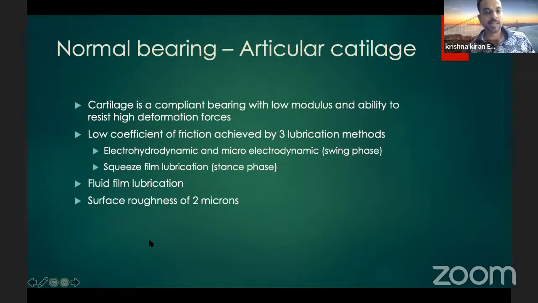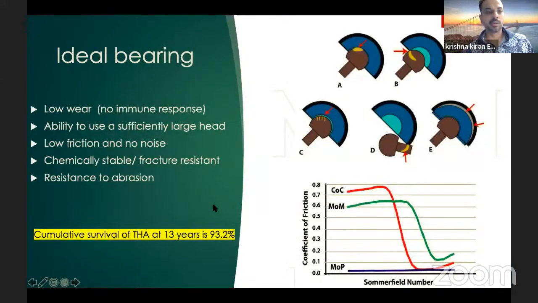And by and large, the articular cartilage of the hip has fluid film lubrication. That is, there is a fluid film between the 2 opposing surfaces throughout the movement. And a low surface roughness of 2 microns indicates that there is almost no wear when a hip joint is normal. So the ideal bearing will fall short, but must be somewhere closer to that of the articular cartilage.